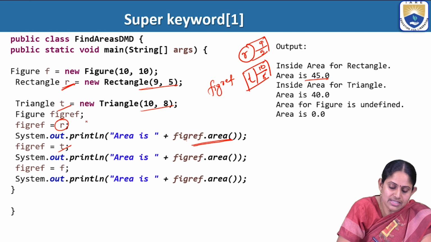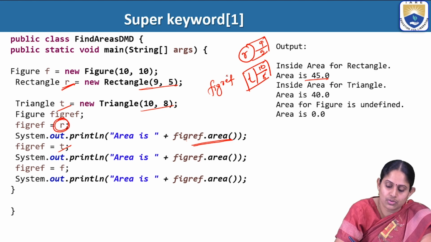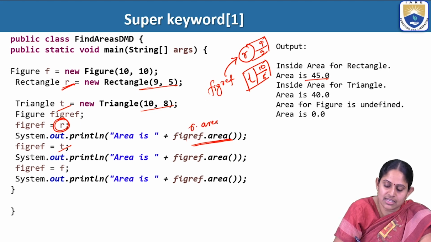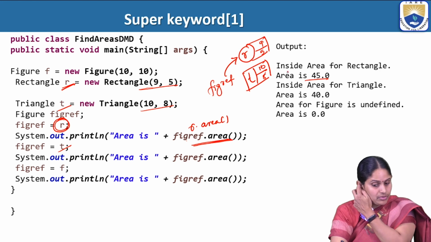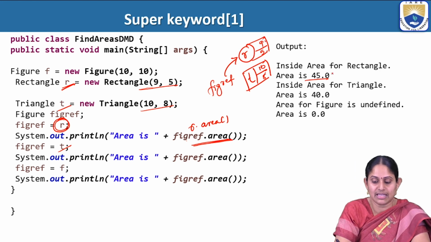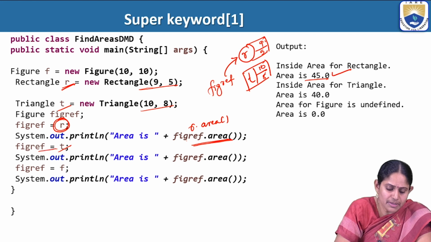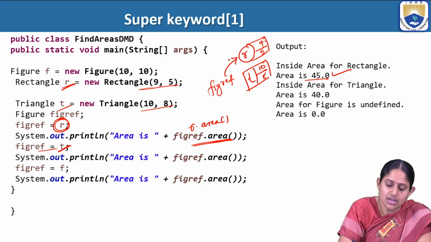So the figure reference is made to point to R. R is the rectangle class. And when area is called, it is basically calling rectangle's area. So rectangle's area will be found, which is returning 9 into 5, and that value is 45. Next, this figure reference is made to point to T, the triangle class. So it will point to the triangle class.